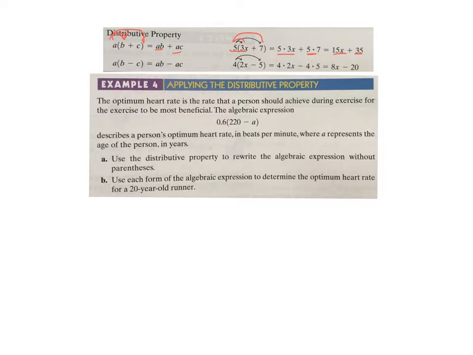So example 4, we're applying the distributive property. It says the optimum heart rate is the rate that a person should achieve during exercise for the exercise to be most beneficial. The algebraic expression 6/10 times 220 minus a describes a person's optimum heart rate in beats per minute, where a represents the age of the person in years. A part says use the distributive property to rewrite the algebraic expression without parentheses.